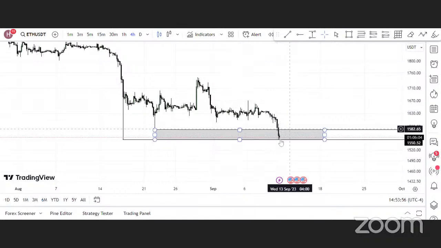Right now that the market is inside this zone, I want this market to actually come out of the zone. That is a way of confirming that yes, it's inside a zone and it's rejecting the zone. Guys, it's just as easy as that.